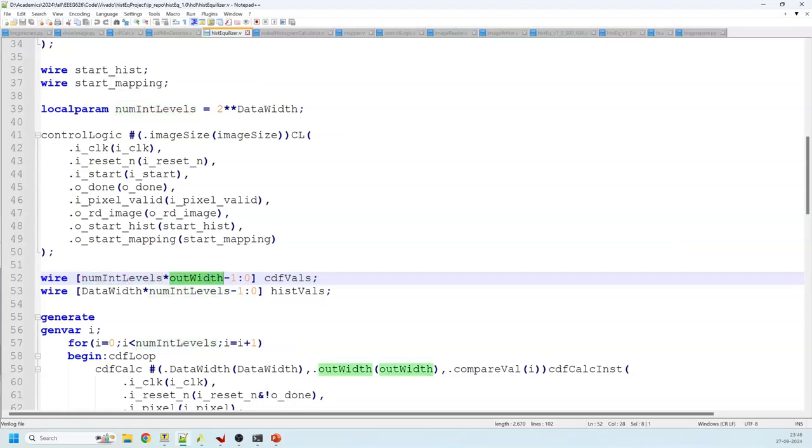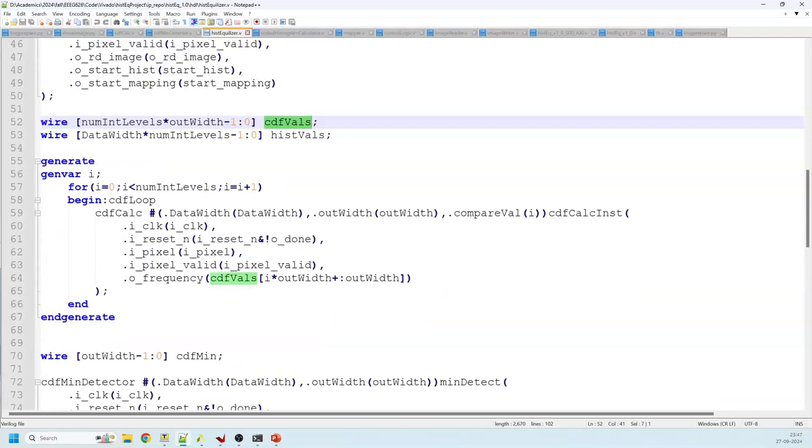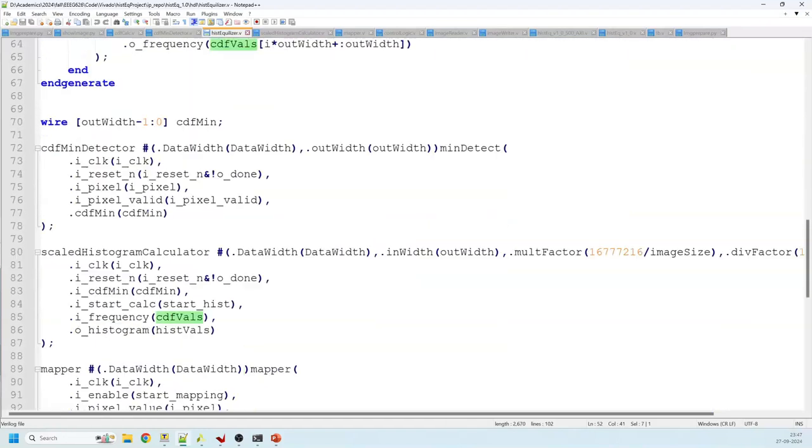And our width depends upon our image size, which will be log of total number of pixels. Again, this is declared as one dimensional because later we'll be passing these values to the level calculator. And in Verilog, there is a rule that your input output ports cannot be two dimensional. Two-dimensional in some sense refers to memory. It need not always be a memory, but it shows a kind of memory implementation. So that is not allowed in Verilog.